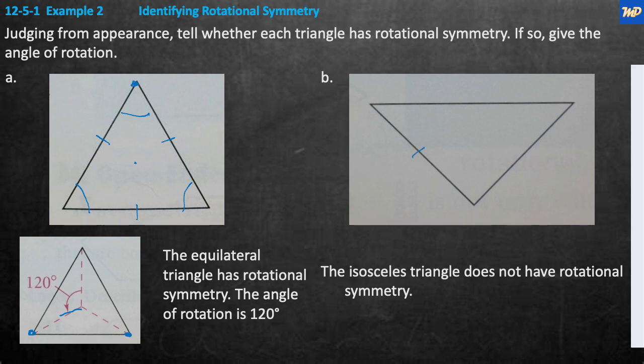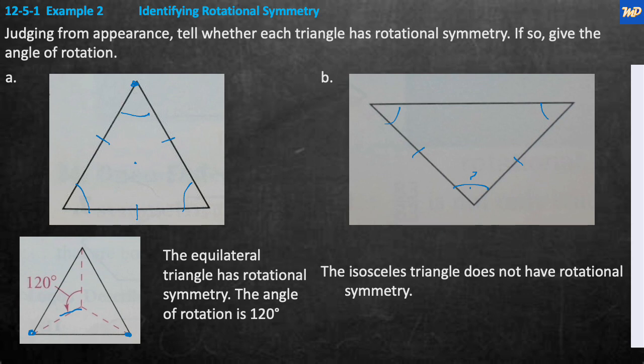Now for B, it's an isosceles triangle. So these two sides are equal. These two angles are equal. But this one is different. This angle up here is something else. I don't know what it is. The only symmetry about this triangle is if you rotate it all the way around 360 degrees, and 360 degrees is not included in that definition. So an isosceles triangle does not have rotational symmetry.